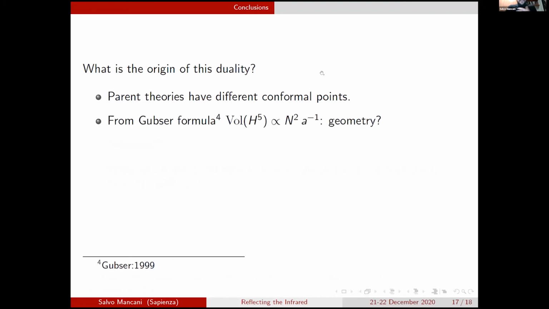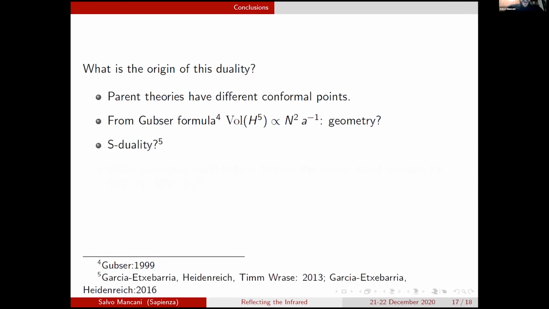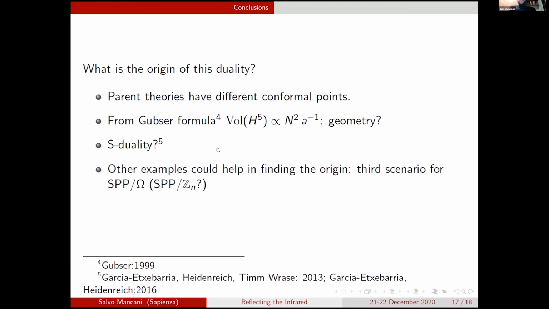We can infer something on the geometry side. From Gubser's formula, we can relate A charges and the volume of the horizon, and since the R charges are changing, the consequence is that the volume of the horizon in the case of pseudo del Pezzo 3c is changing. We also wonder if S-duality is involved along the lines of this work. And also, we want to find other examples.